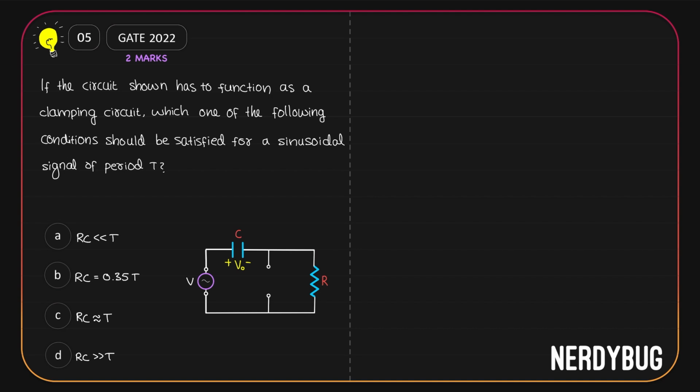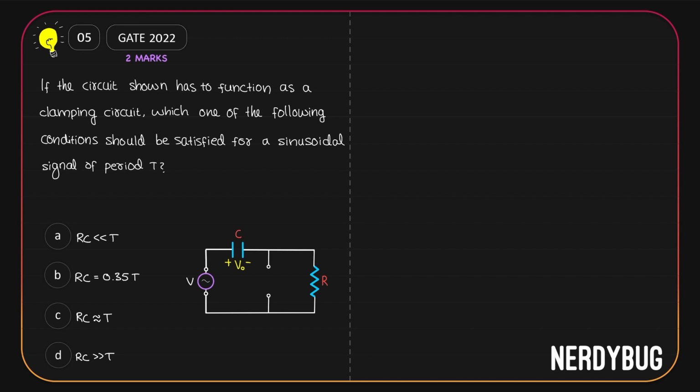But we do not want that to happen. We do not want the capacitor to discharge. We want it to stay charged so that the potential across it stays a constant at V0. If the voltage across the capacitor stays V0, then V output that we get over here will be V input minus V0. And that is what we want as an output for a clamping circuit.